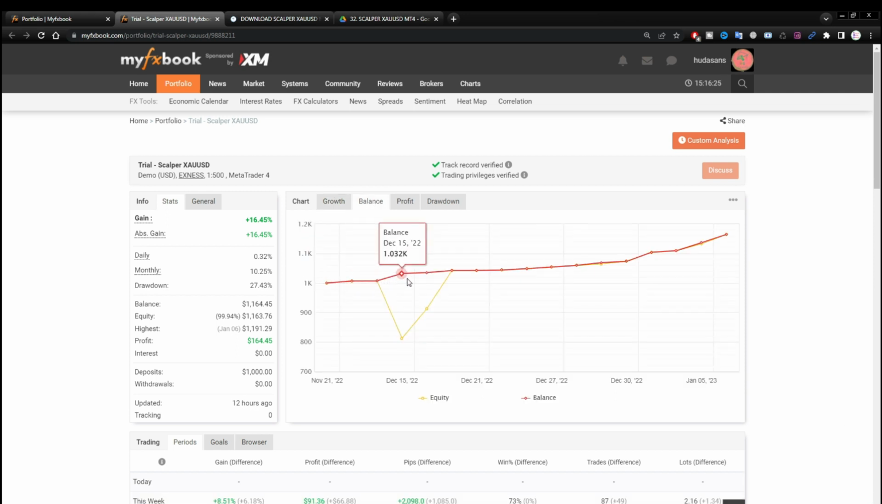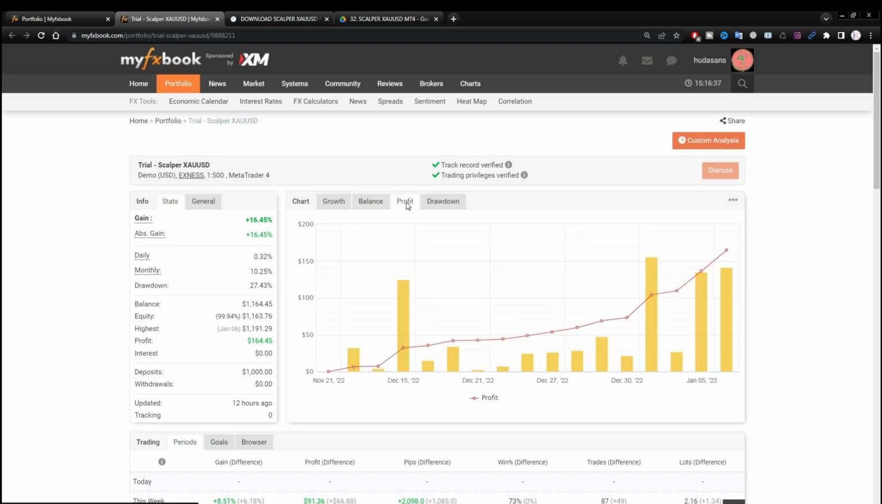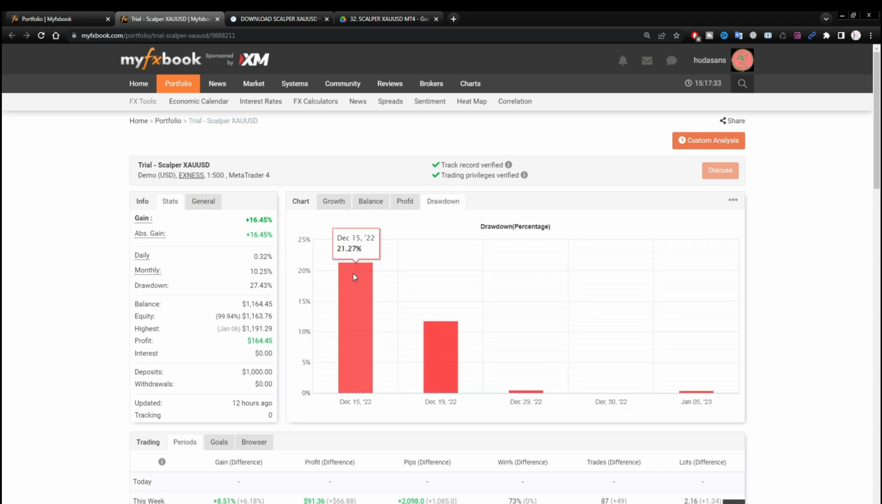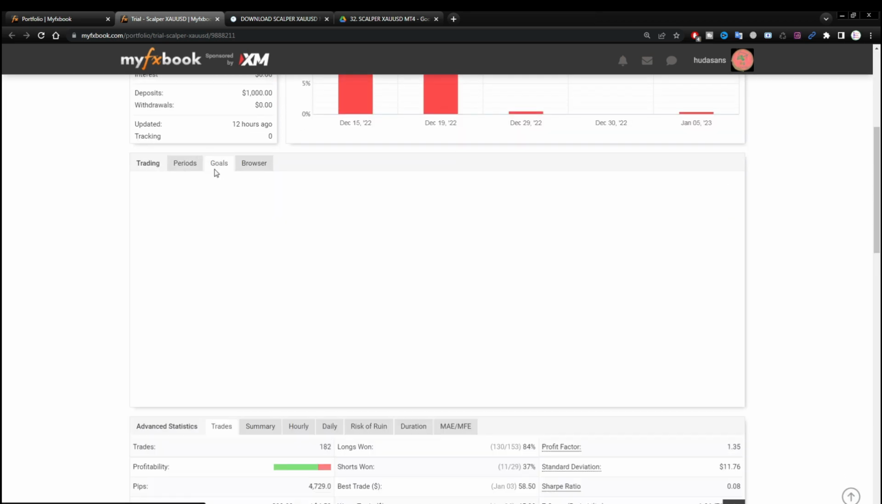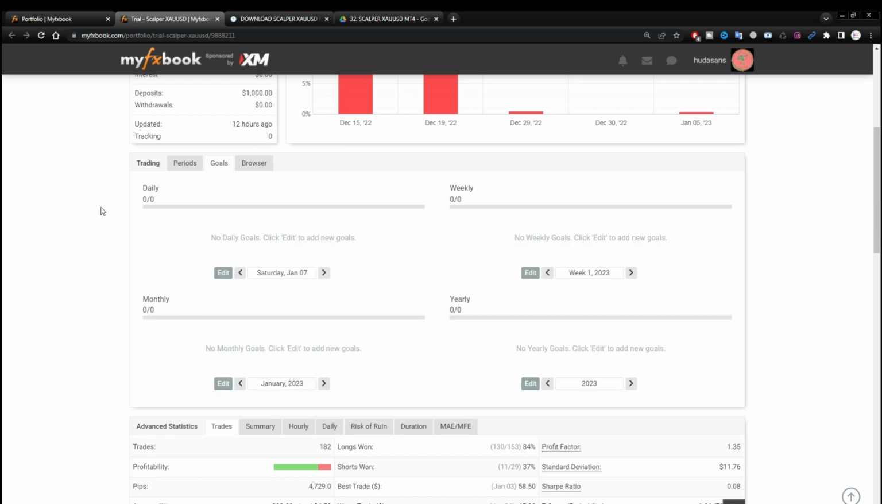Okay, you can see the balance growth information here, and profit growth like this. There was a 21.27% drawdown on December 15, 2022. That means a drawdown of around $210. So, for the security of your balance, you must use a capital of at least $1,000.